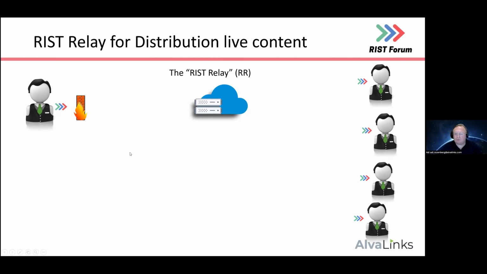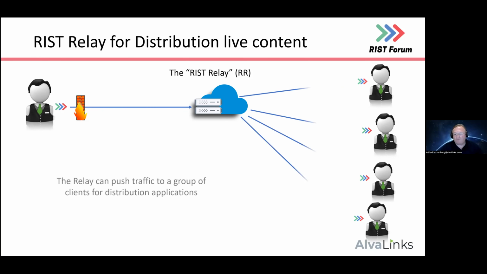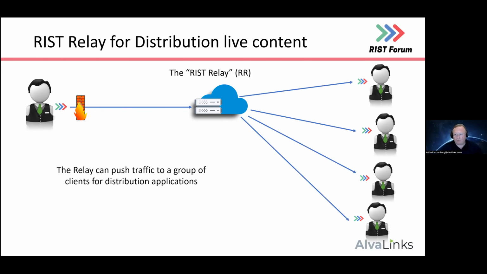Now I want to do a distribution. Let's use another use case. I have the organization and I want to distribute content to a multitude of clients. Instead of sending one by one by way of unicast, what I'm doing is sending my feed to the RIST relay. I am saying that the peers are a group, so the RIST relay will forward the traffic for me to that group. The RIST relay pushes the traffic to a group of clients for distribution application.